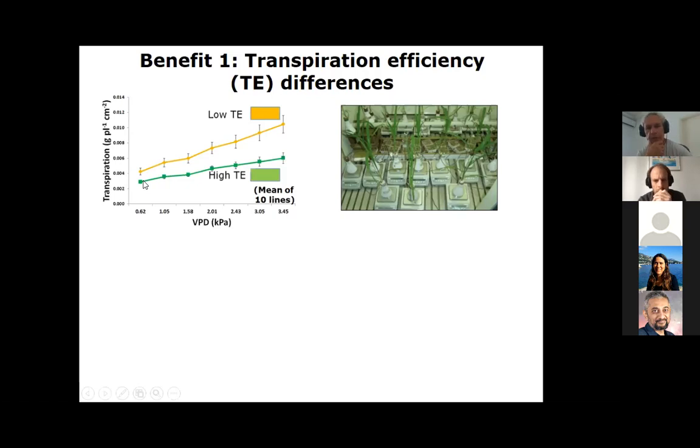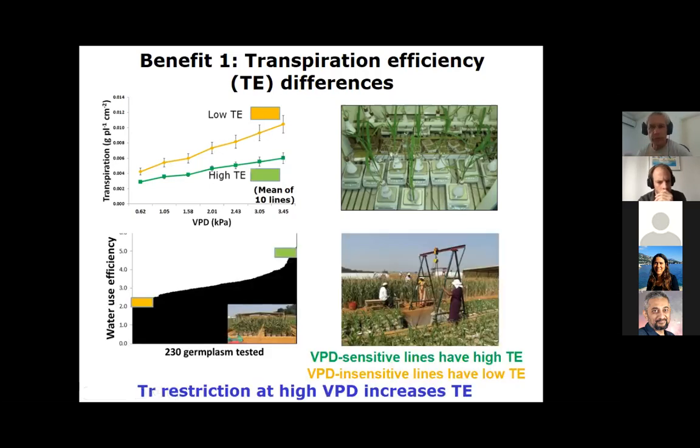We took the case of two sets of genotypes, 10 lines with a low response to evaporative demand, and 10 lines that were insensitive to the increase in evaporative demand. And we measured the water use efficiency. We measured water use efficiency, transpiration efficiency. I'll be alternating between those two terms. We'll consider they are equivalent.